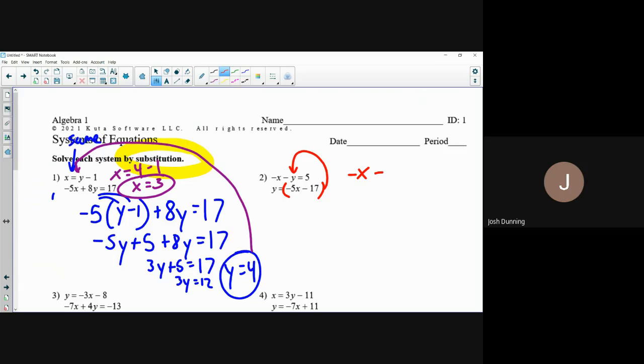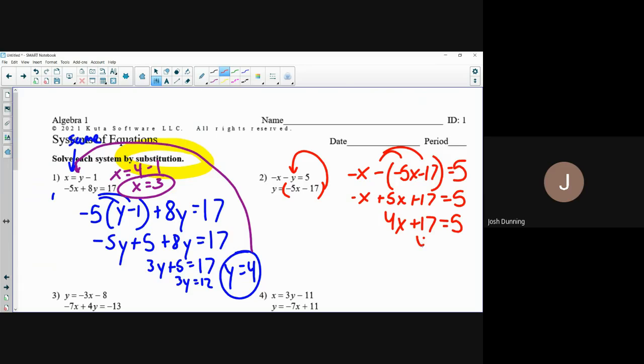Negative x minus, now I'm not going to write y. I'm going to write what it says y is equal to. This time we got to distribute a negative. Negative x plus 5x is 4x. Subtract 17. Divide by 4. X is negative 3.